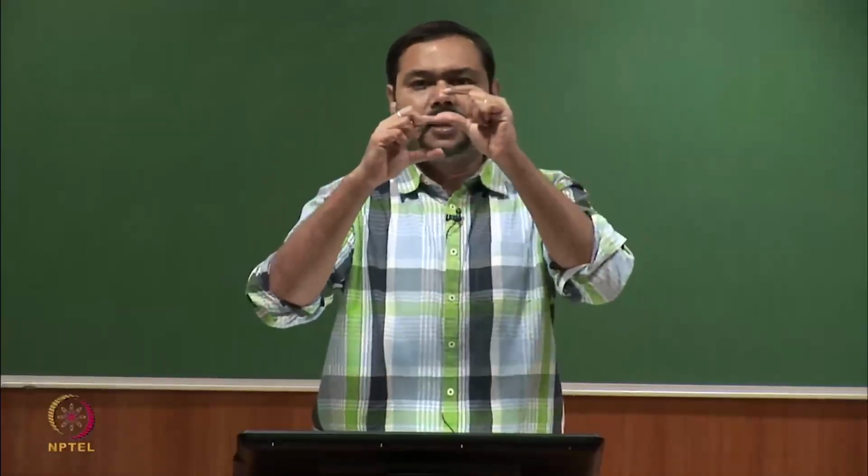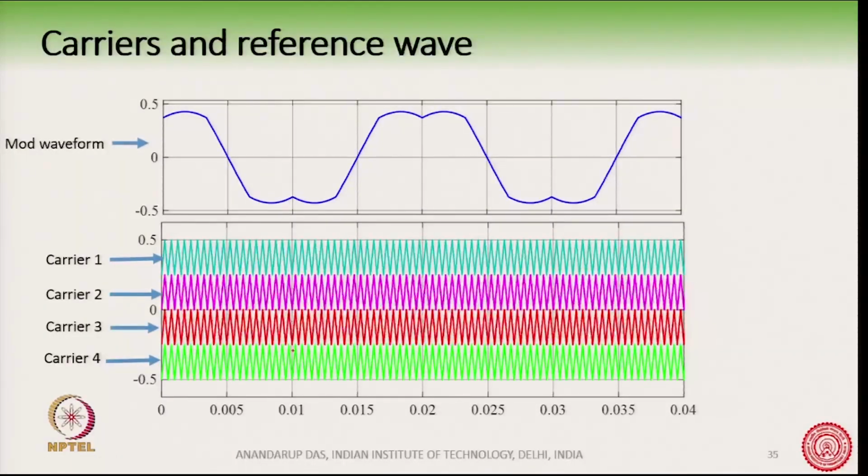So, you have one carrier here, second carrier here, third carrier here, fourth carrier, like that. And that is why the term level shift comes. It is a level shift PWM. You can see, for example, the carriers: carrier 1, carrier 2, carrier 3, carrier 4, where the modulating waveform is shown like this. It is spanning between minus 0.5 and plus 0.5, and the carriers are also vertically shifted from one another.